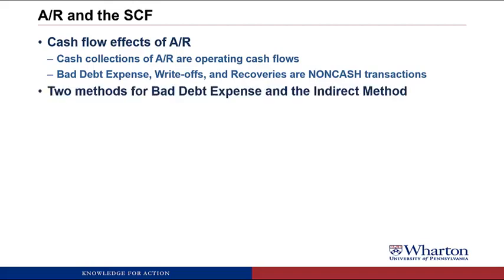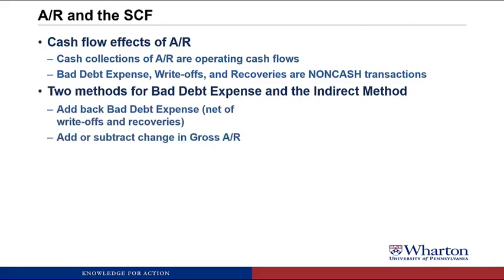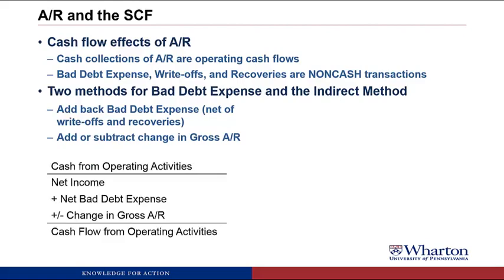So anyway, there are two methods for how bad debt expense could show up on the statement of cash flows under the indirect method. First, you could add back the bad debt expense net of these write-offs and recoveries, and then add or subtract the change in gross accounts receivable. So the gross accounts receivable, again, is how much the customers owe us in total. So the way it would look is we would start with net income. We would add back net bad debt expense as a non-cash expense, and then either subtract or add the change in gross accounts receivable depending on whether it went up or down.